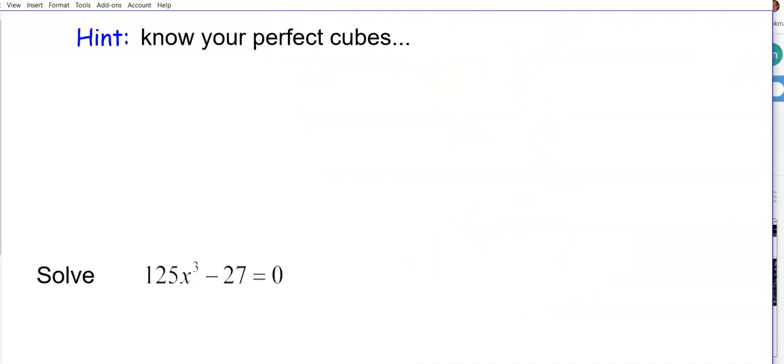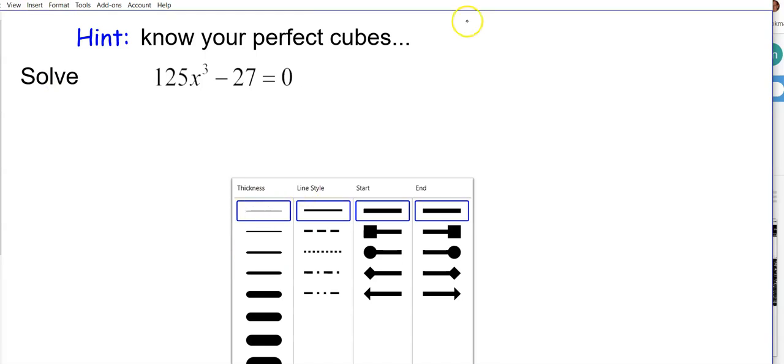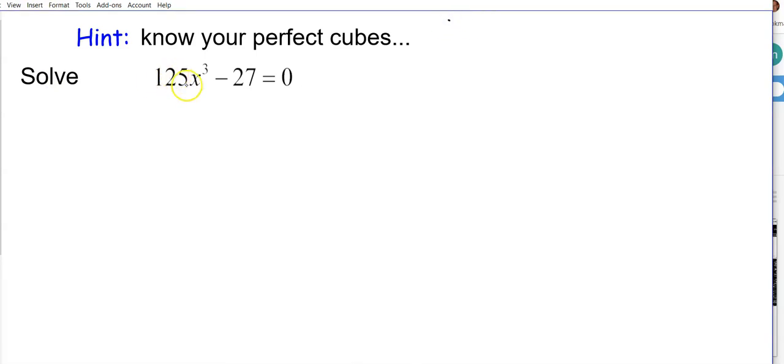Know your perfect cubes. We've already talked about that. So that's going to really help you if you're doing a problem like this. You might just want to stop it and try to do this one on your own. I'll do it real quick. I'm not going to write out the formula, but you need the difference of cubes.